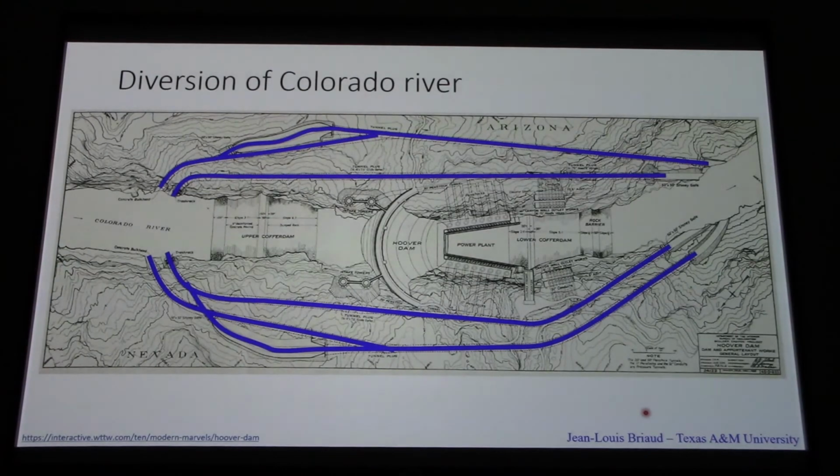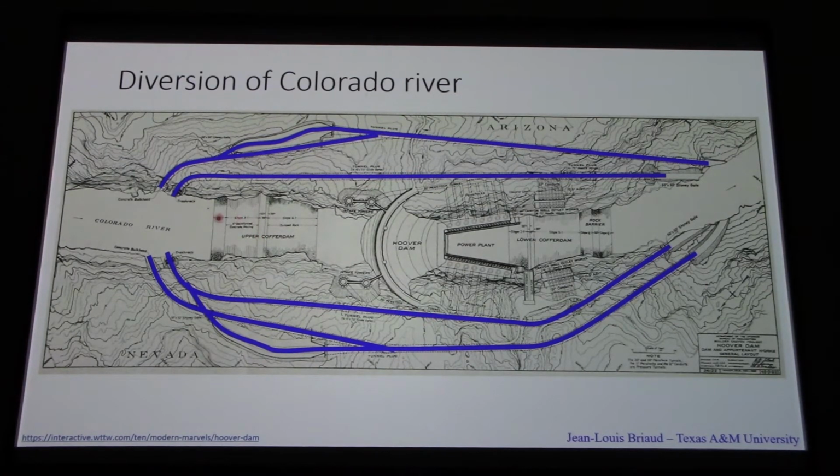So let me show you this. You're looking here, here's the dam as it's going to be built. The Colorado River is flowing in this direction. And you have to build these tunnels to bypass the flow. You see 1, 2, 3, 4, those 4 blue tunnels that will be used to bypass.